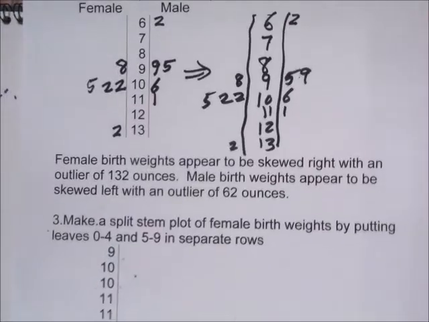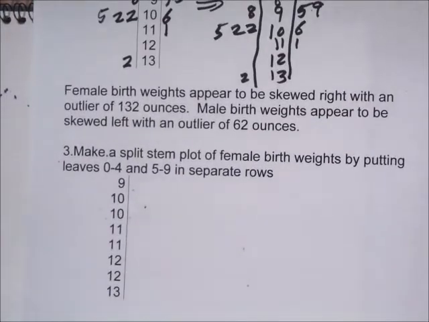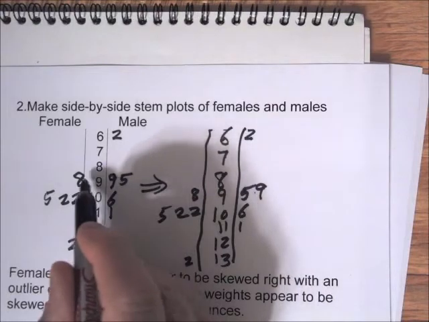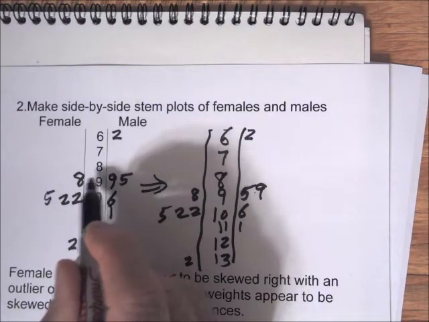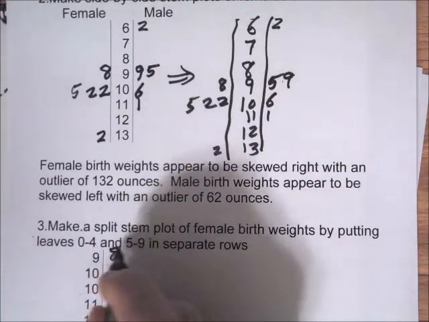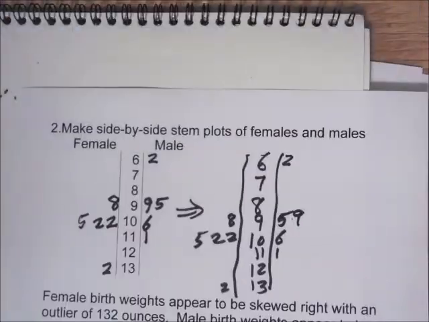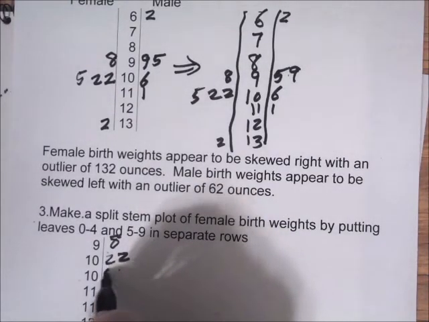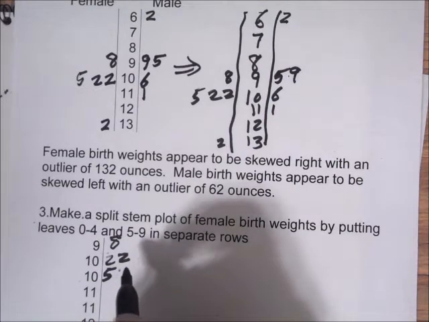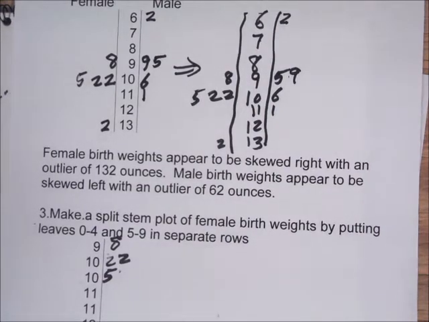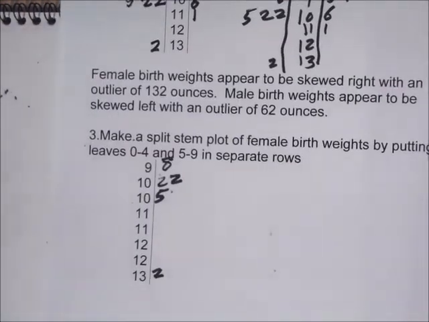So if we did one for the females, we'll have an 8. This will be the second row 9 here. We'll put an 8 there. And then in the first row 10 we have 2 and 2. And in the second row 10 we'll have a 5. And in the first row 13 we have a 2. Okay.